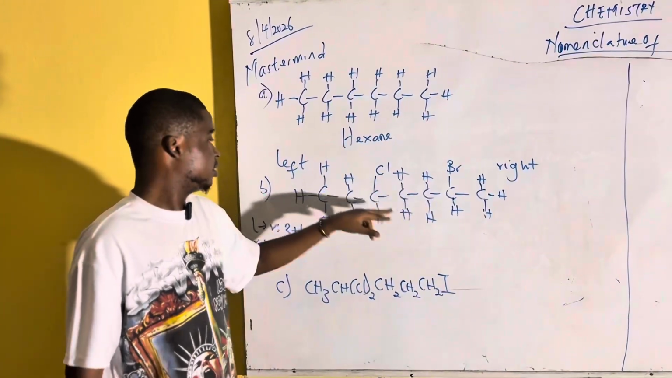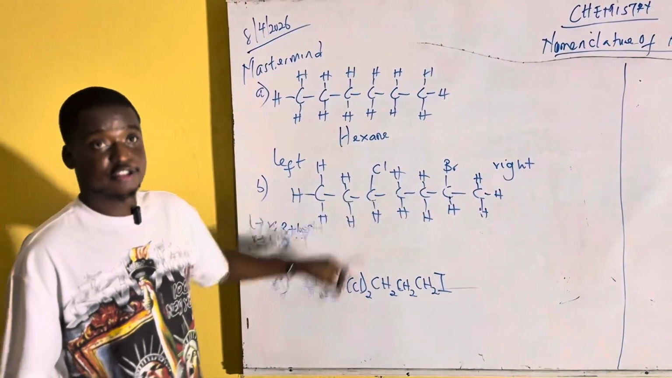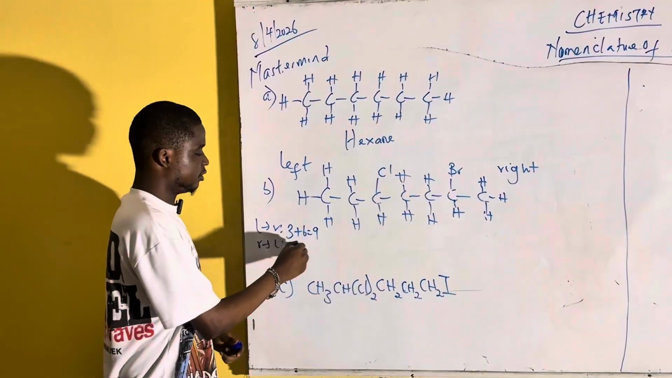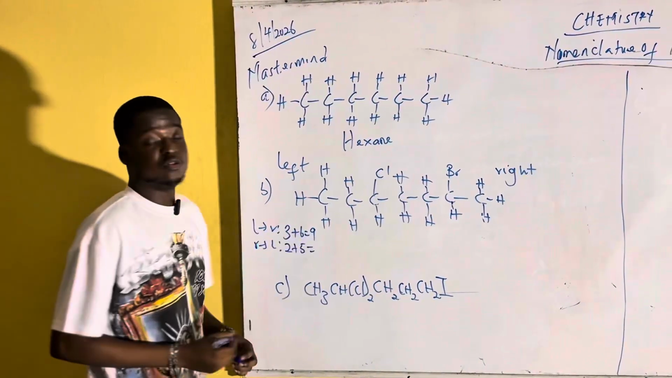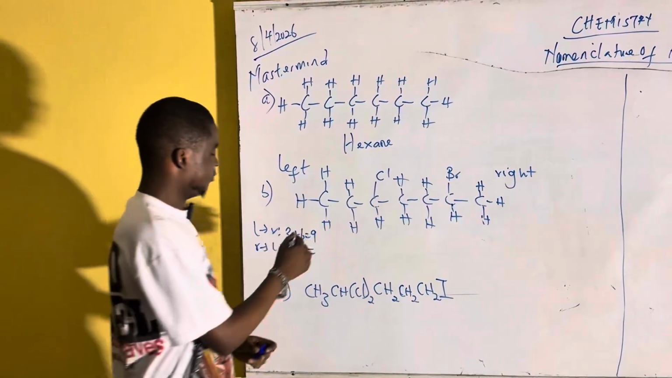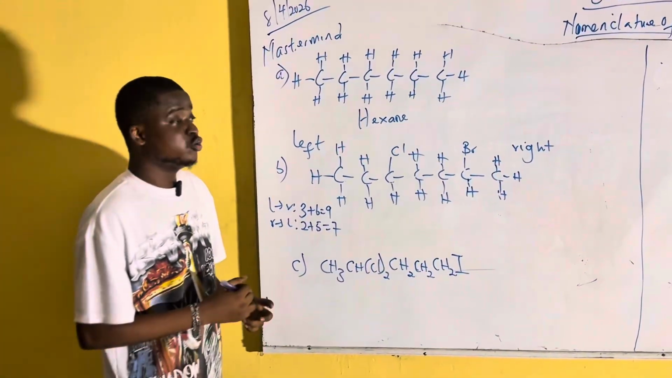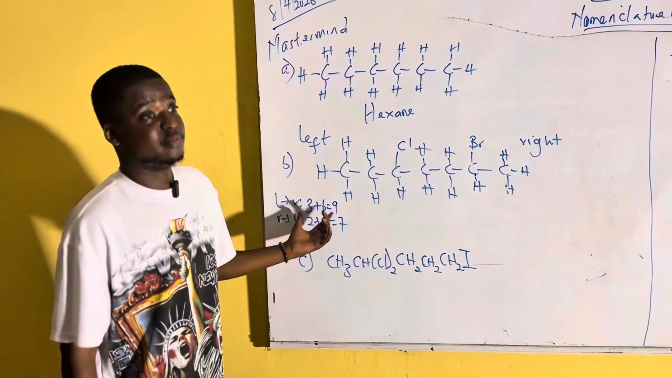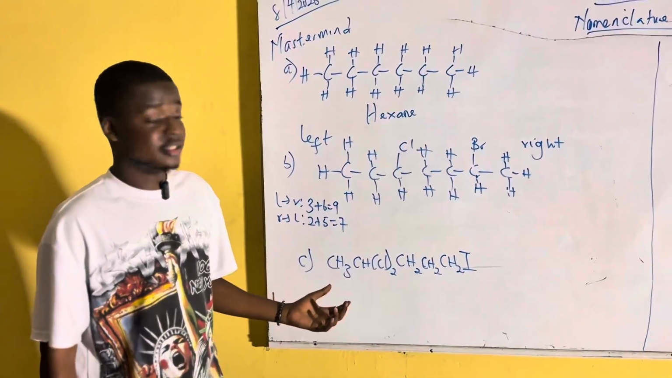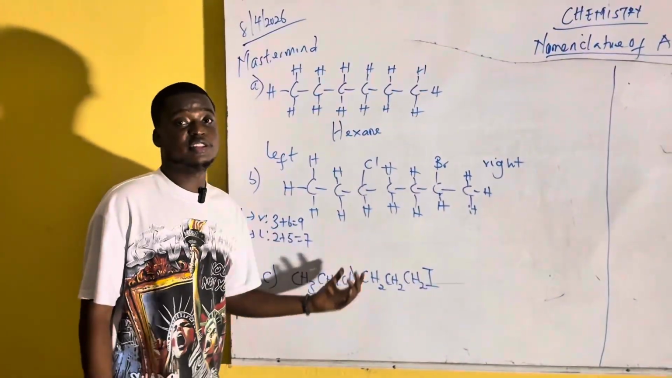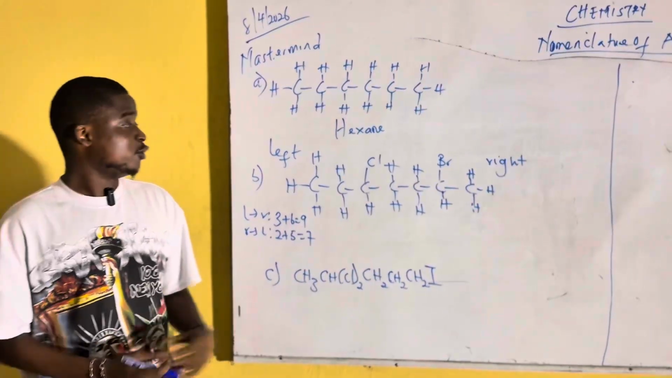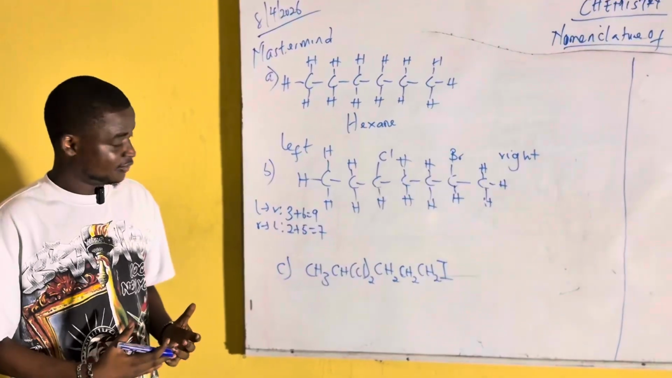And then we have 3, 4, 5. Now 2 plus, the chlorine is on carbon 5. So write it out. 2 plus 5 gives you 7. So if you check, the number that the substituent groups have from right to left is smaller than the number from left to right. So we pick the path that gives the substituent groups their least possible number. So we count from right to left.